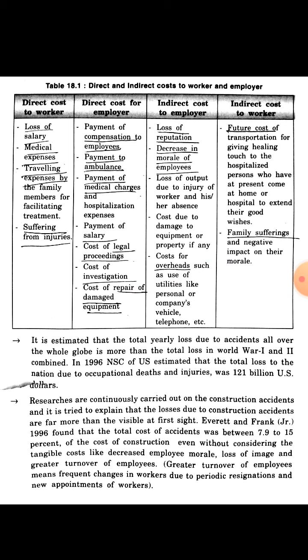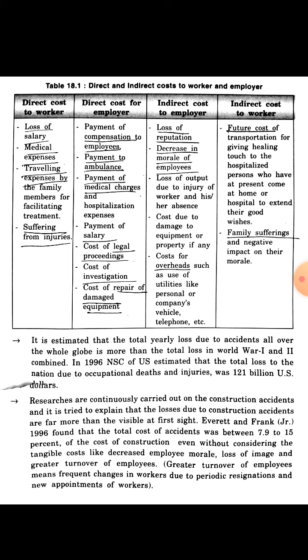And indirect cost of employers is loss of reputation, decrease in morale of employees, loss of output due to injury of the worker and his or her absence, and cost due to damage to equipment or property if any, and overhead cost such as use of utilities like personal or company's vehicle, telephone, etc.